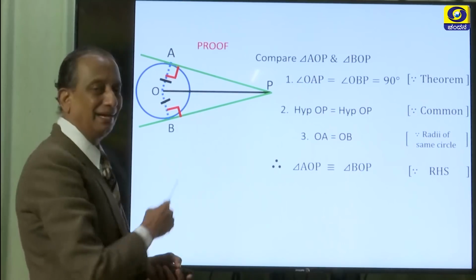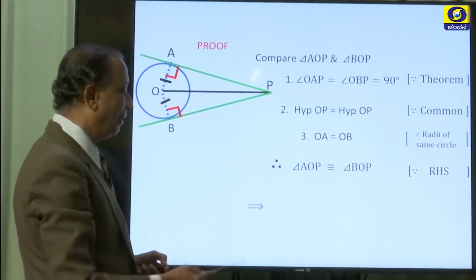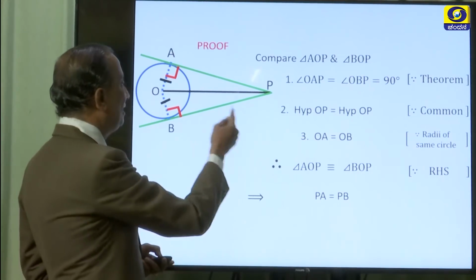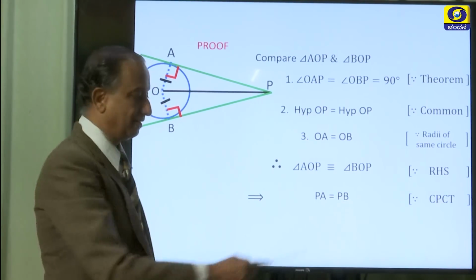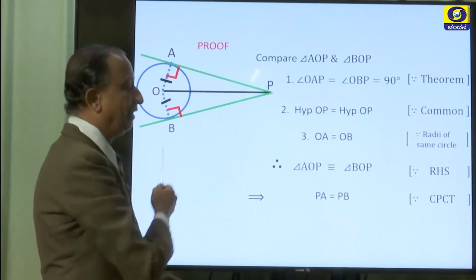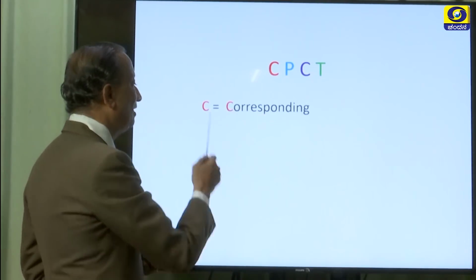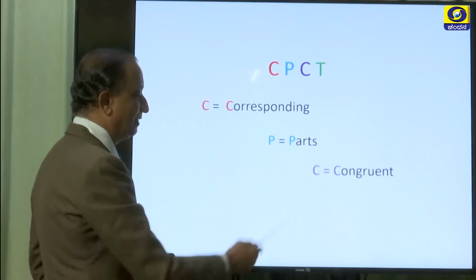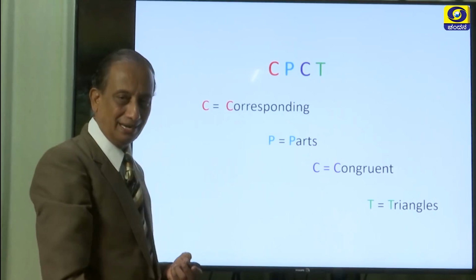The moment these two right angle triangles become congruent, you can immediately say that the corresponding elements must be equal. So, PA of this is equal to PB of this because of CPCT, corresponding parts of congruent triangles. Hence the length of PA and length of PB are equal, hence it is proved, it is established. Now, what do you mean by CPCT? C for corresponding, P for parts, C for congruent and T for triangles. Corresponding parts of congruent triangles are always equal to each other.